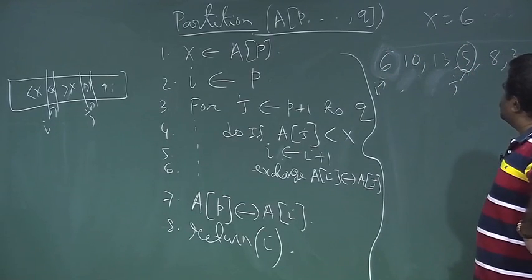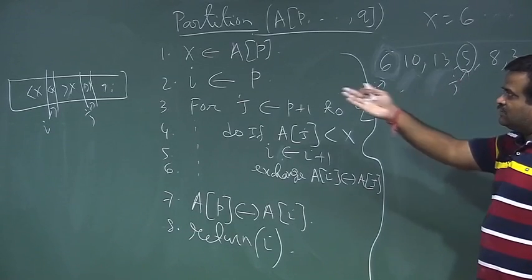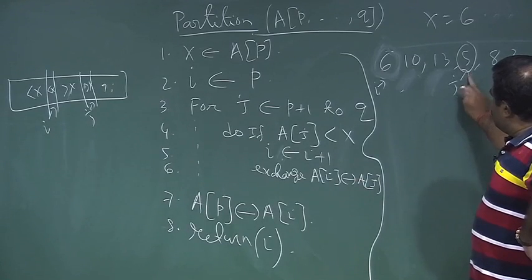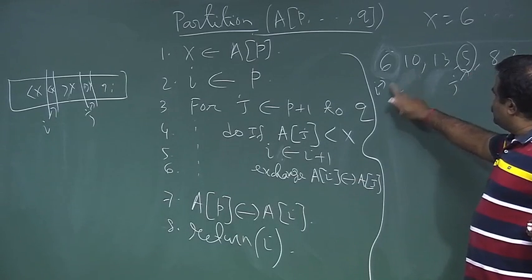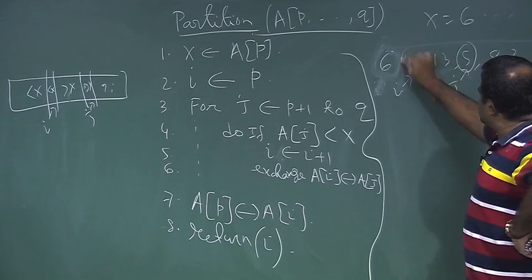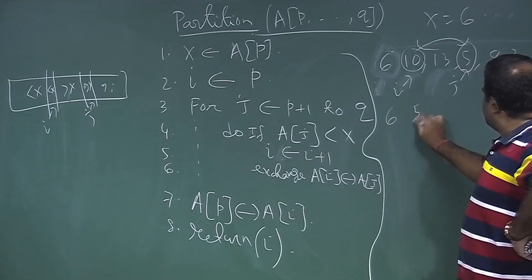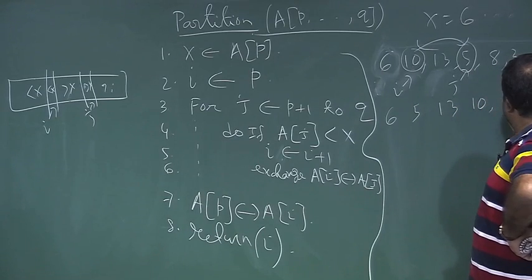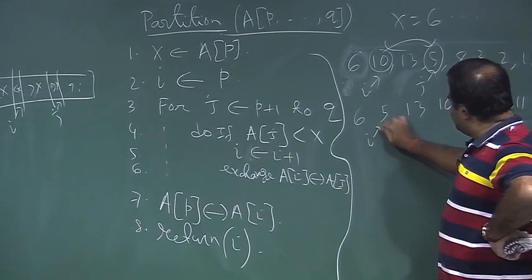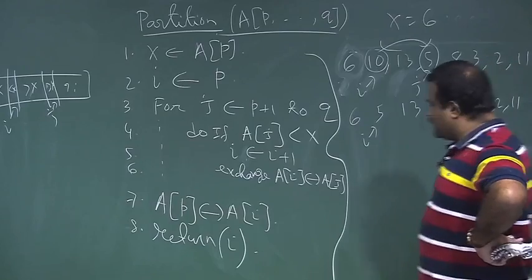Now, we compare this with 6. Now, this is less than 6. Now, we cannot just increase j by 1, as that will violate our invariant. Now, what to do? We know that the element which is sitting here is greater than x. So, we will just increase i by 1 and we exchange this with this. So, it will be like this: 5 will come here, then 13, 10, then 8, 3, 2, 11, and now i is pointing here and j is just at this exchange.